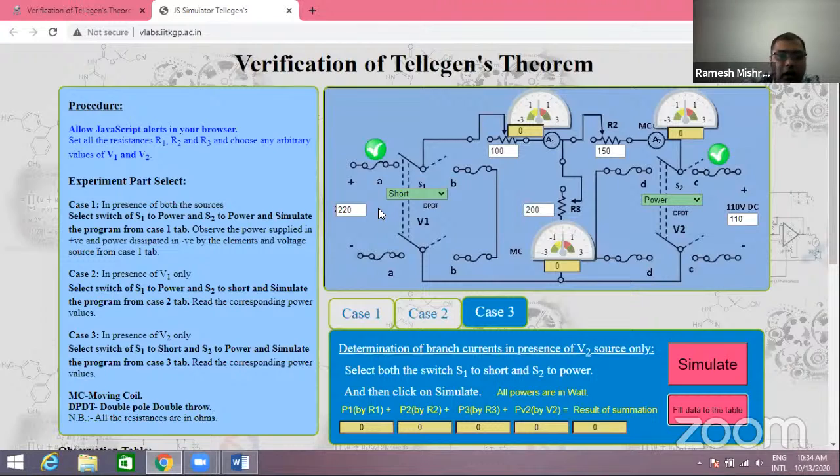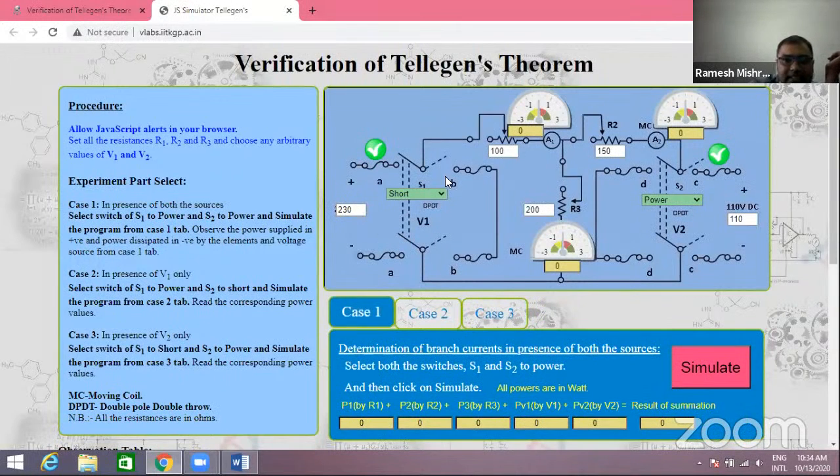Now we can change these values and perform once again. For the first voltage source, we have to modify the value to 230 volts. Set V1 here.